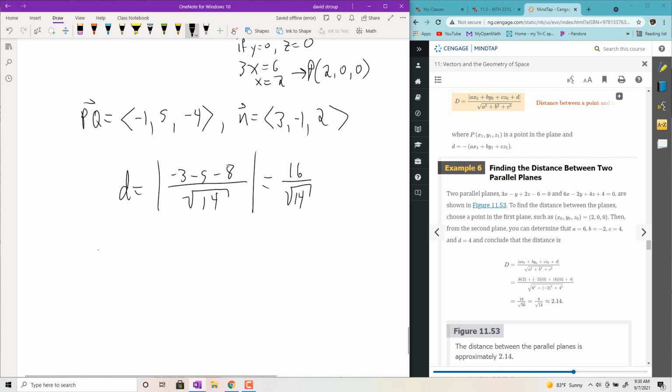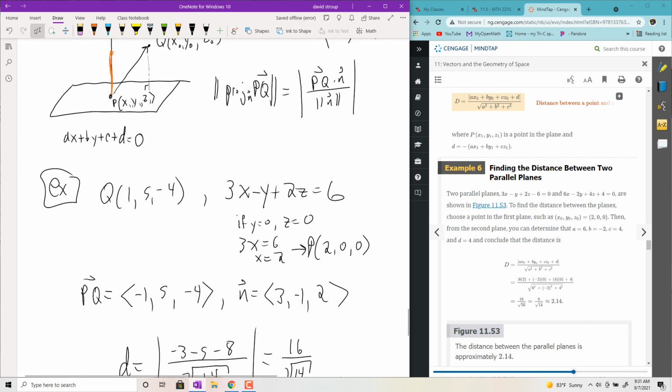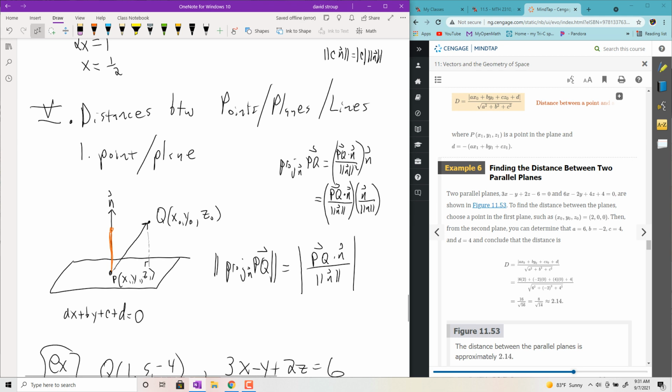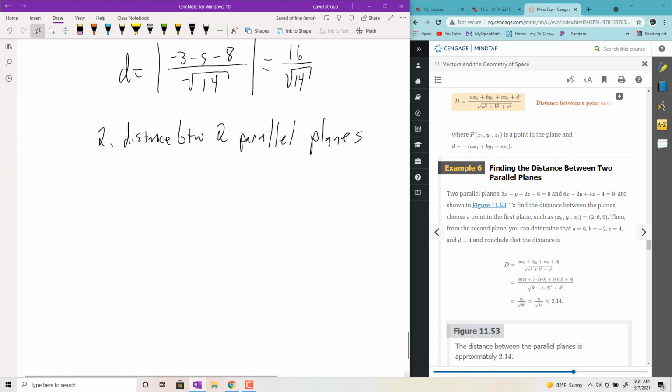So I guess part 2 here, distance between two parallel planes. And it's the same formula. It's just if you have two parallel planes, all you have to do is get a point in one of the planes, and then just pretend you're getting the distance from one of the planes to the point, and it becomes a point-plane problem, and you can just use the same formula. Okay, so let me show you what I mean.